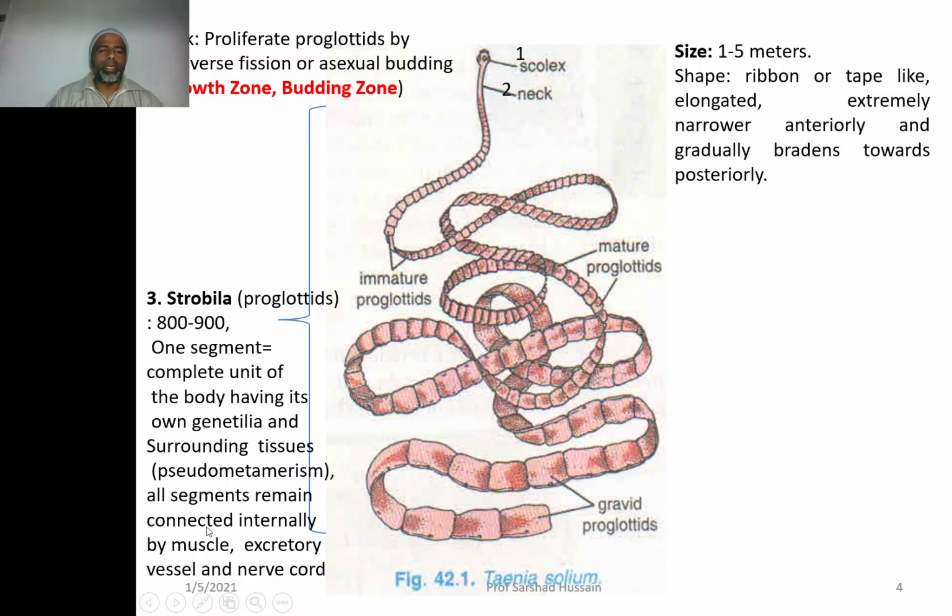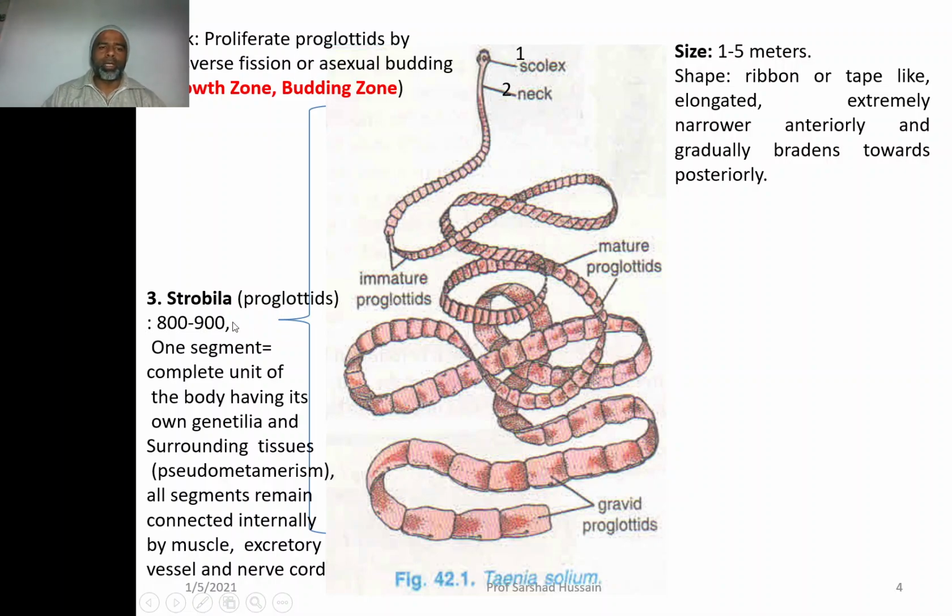All segments remain connected internally by muscles. So the connection between one segment and another is with the help of the muscles, the excretory system, the blood vessels, and the nerve cords. These features continue from one segment to another, but the reproductive system is separate in each proglottid.